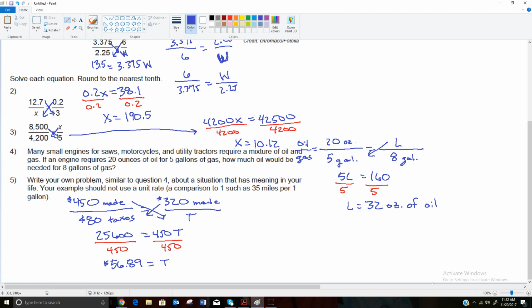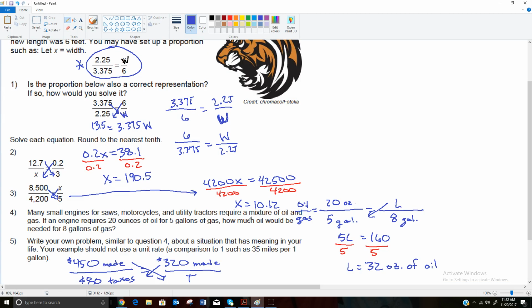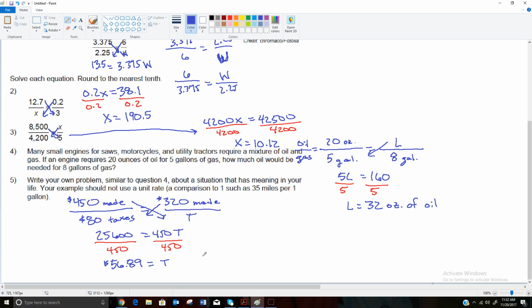So this is what they mean by write your own problem, something that has meaning in your life. There's lots and lots of situations where these proportions are used. You know, they did the artwork, they did the mixed gas, and it's used in scale drawings. I showed the one here with taxes. There's a lot of different scenarios. They even gave the idea here of miles per gallon. So if you know you went 700 miles and it took you 20 gallons, then you could figure out, well, how far can I go on 8 gallons? And you could use this same idea.